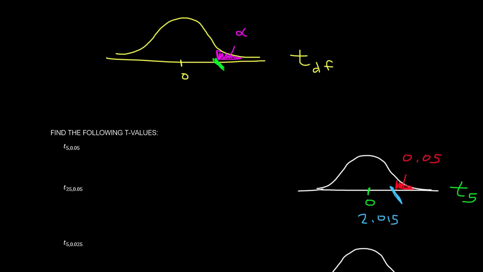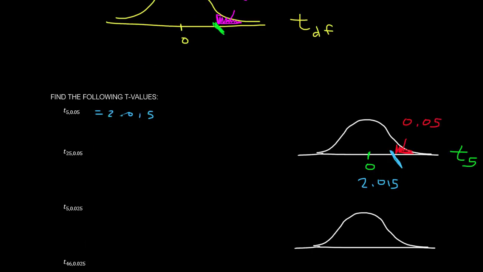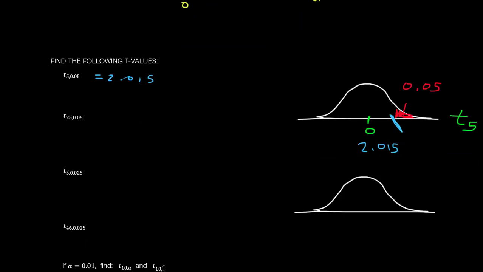2.015 is our answer. I can say equals. Great. For this next question, it looks like it still is considering an area of 0.05 in the upper right tail, except now this is for the t distribution with 25 degrees of freedom.